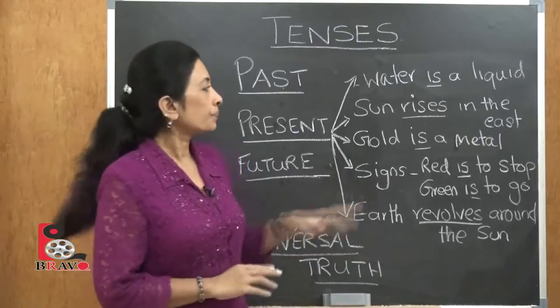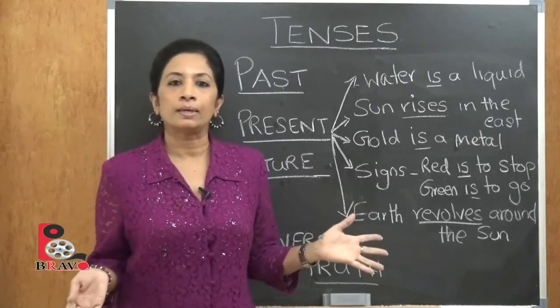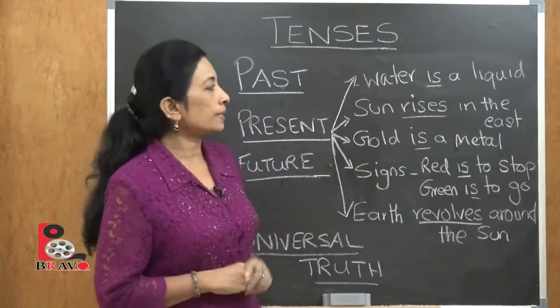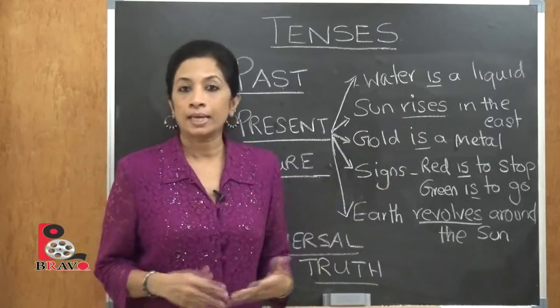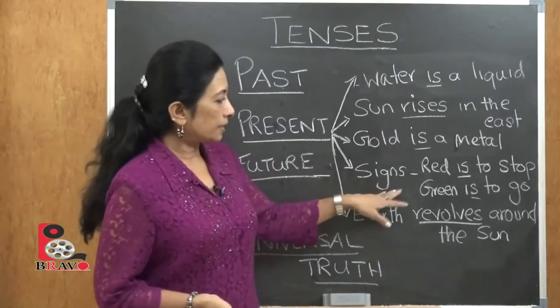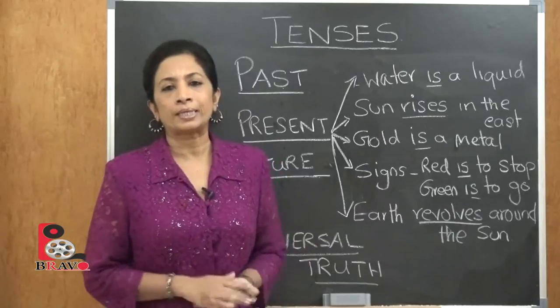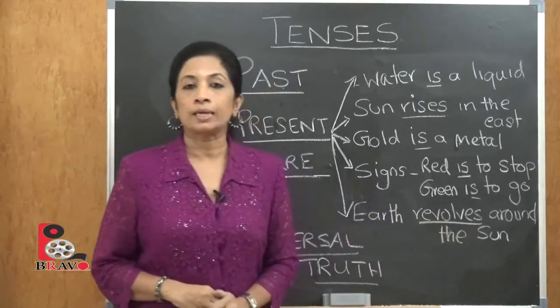It's a liquid. The sun rises in the east. It happens every day. It will not change at all. So when you write that, you'll be saying the sun rises in the east, which is fixed. Gold is a metal. That doesn't change. Signs: red is to stop, green is to go. It's usually the practice all over the world. The earth revolves around the sun. So that also doesn't change.